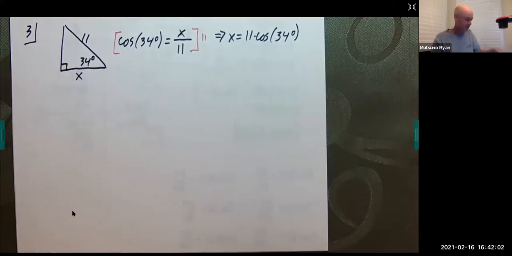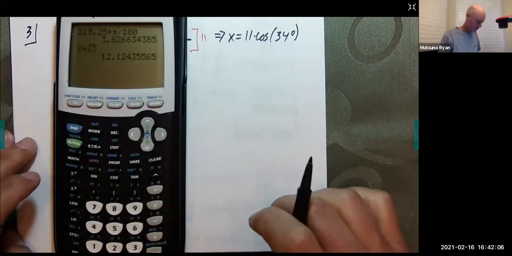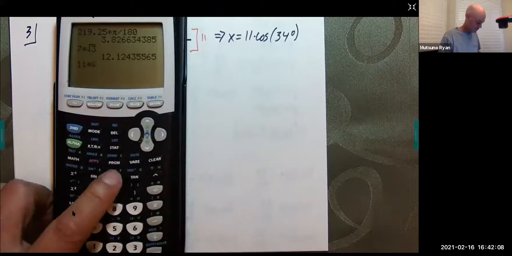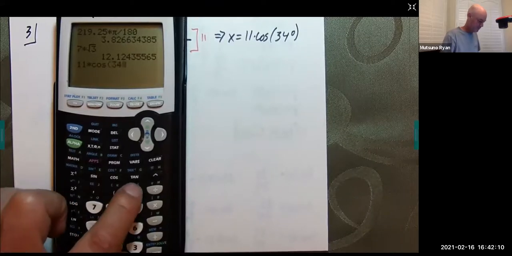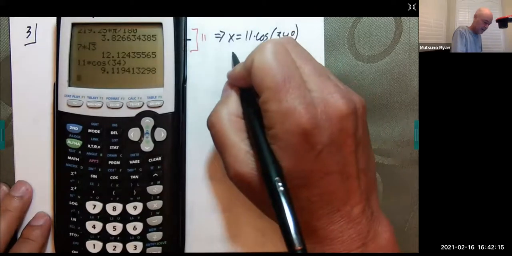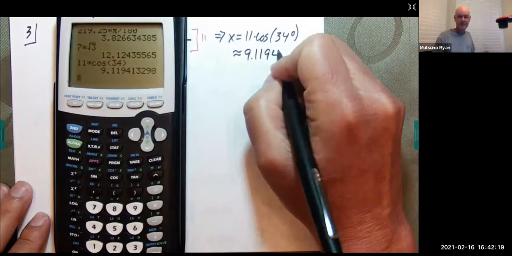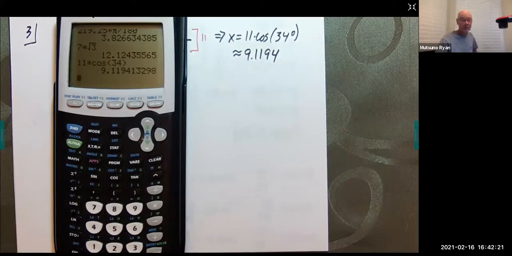This is why it's important that I'm in degree mode. So I'm going to go 11 times the cosine of 34 degrees. So it looks like we're getting about 9.1194. And we don't have a unit for this one, so we can't say feet or meters or whatever it is that we're measuring.